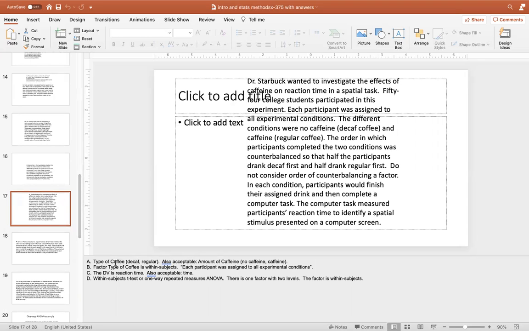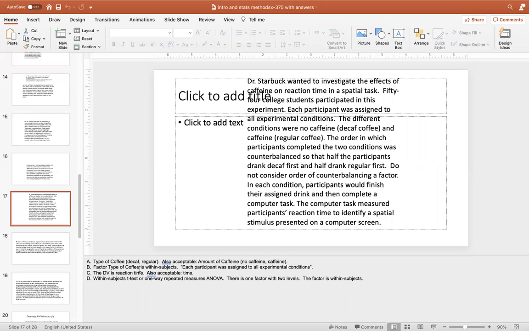Okay, so here the factor was type of coffee. People drank decaf on one day and then regular coffee on the other day. Another acceptable way of phrasing this, another way of naming the variable, you could say amount of caffeine, no caffeine, or caffeine. So once again, kind of multiple correct answers. There's only one factor, but there's kind of multiple things you can call it. I think probably the best answer would be type of caffeine, decaf, or regular.